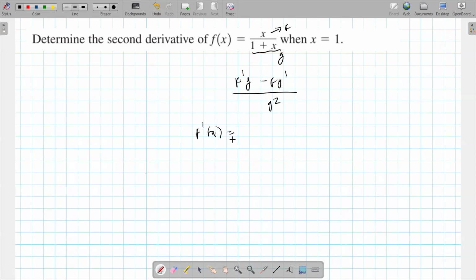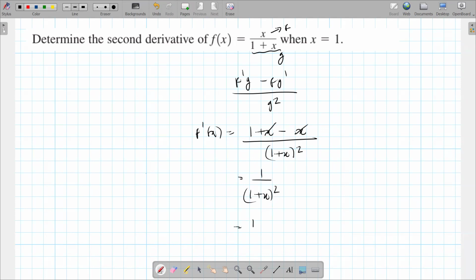So what's f prime of x? It's 1. So f prime is 1, and g by itself is 1 plus x. So you can just write that as 1 plus x. Minus f, which is x, times g prime. What's g prime? It's 1, so just that. All over g squared, so 1 plus x squared. This cancels out with this, right? So now we have 1 over 1 plus x squared.